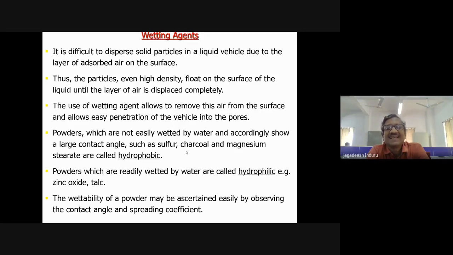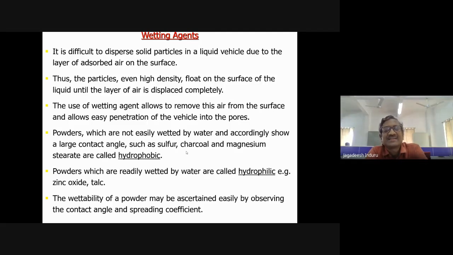Powders which are not easily wetted by water show a larger contact angle, such as sulfur, charcoal and magnesium stearate, which are hydrophobic in nature. They are going to have a problem of wetting, and they tend to float onto the surface even though they have a high density, that is, they are heavy particles, because of the entrapment of air. So this problem is obviously present in the manufacture of our formulation. This is the reason for what we do.